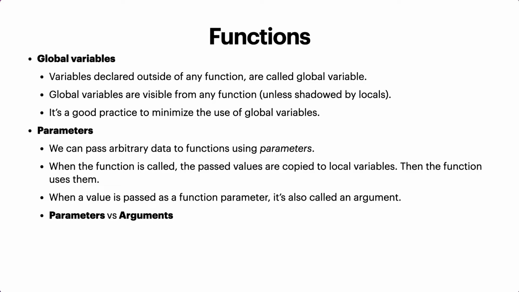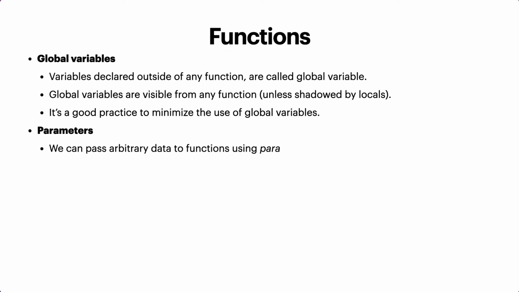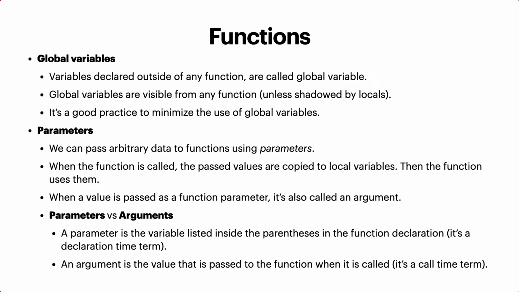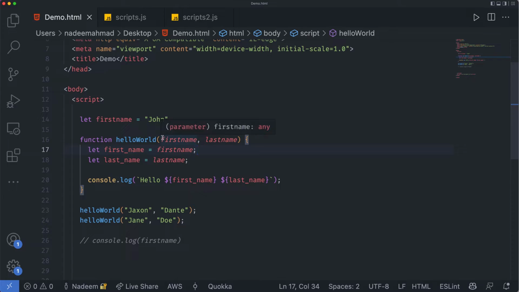What was the difference? Sorry, I just went ahead. A parameter is a variable listed inside the parentheses in the function declaration. It is a declaration time term. An argument is the value that is passed to the function when it is called. It is a call time term. So basically, the small difference is whether we are calling or declaring the function.